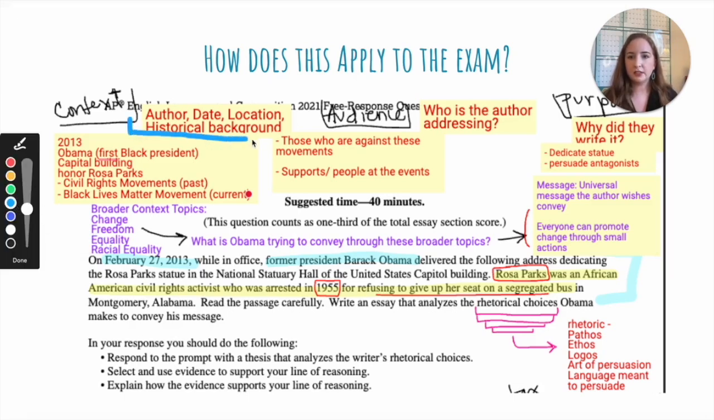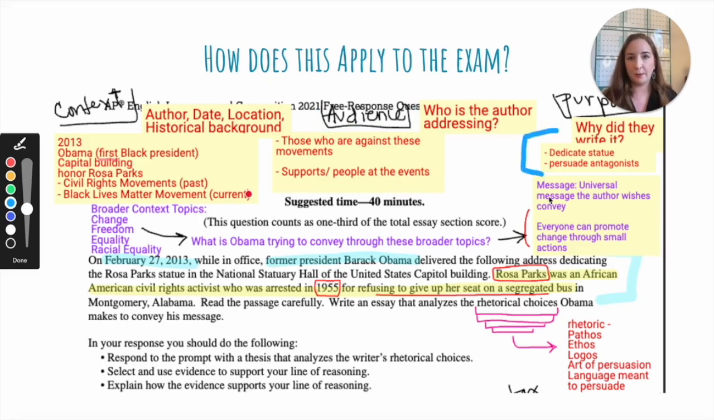The context, the author, date, location, and historical background. So this was in 2013. Obama is the speaker. It was in the Capitol building to honor Rosa Parks. We have a couple other important factors, such as the civil rights movement in the past, and also maybe how this is influencing current movements such as Black Lives Matter or even Obama's presidency. We have the audience. Who is the author addressing? Could be people who are against these movements or against Obama's presidency. Also people who support him, or even people at the event as well.